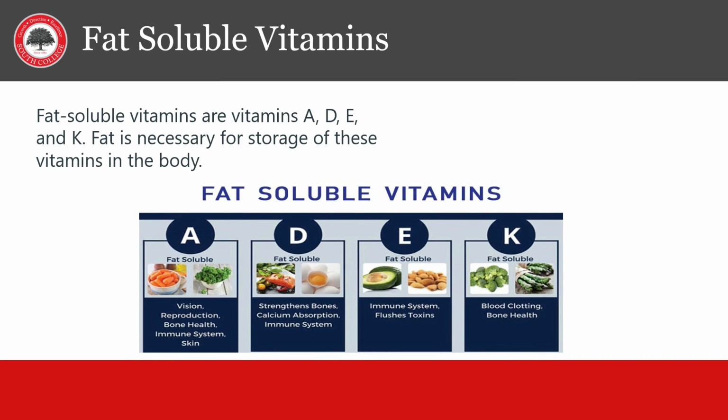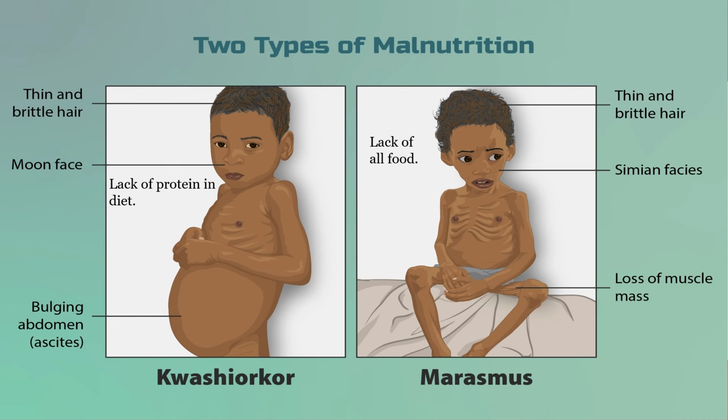Now for some nutritional concepts. Vitamins A, D, E, and K are the fat-soluble vitamins. Protein is essential for nutrition and cellular health, and the lack of protein can lead to kwashiorkor. Marasmus is the lack of all nutrients and generalized malnutrition in children.